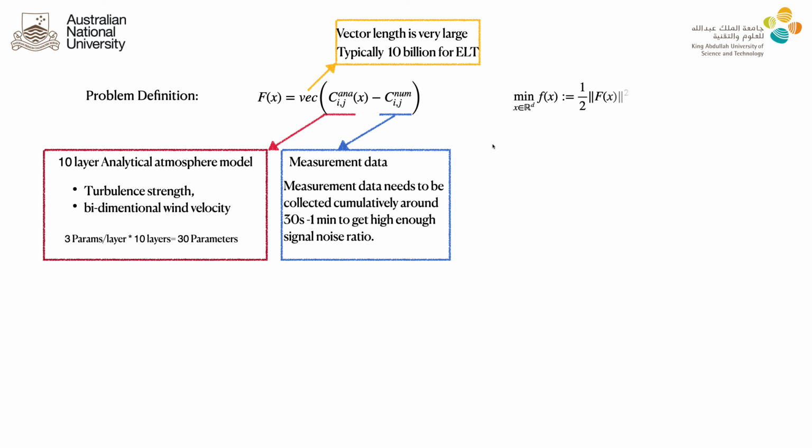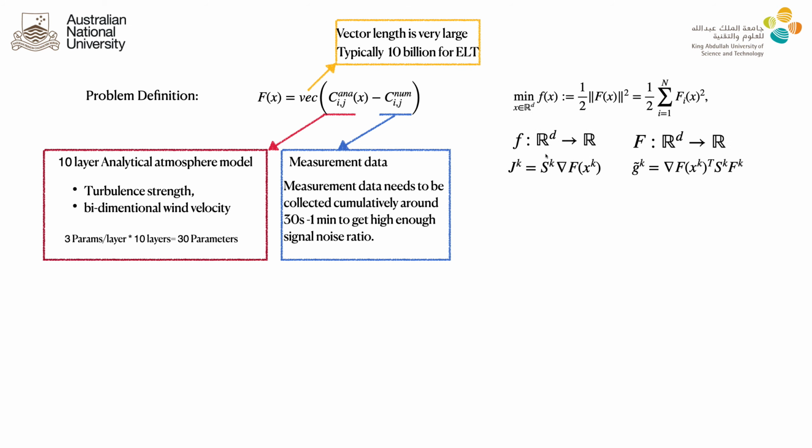After we get the difference vector, we can write down our minimization problem like this. We further introduce some notation. The lowercase f is the minimization problem, capital F is the difference vector, and the Jacobian is a stochastic Jacobian, so it selects the items inside f to shape the Jacobian matrix. The gradient is g, and tilde g is the stochastic gradient vector of the minimization function f.